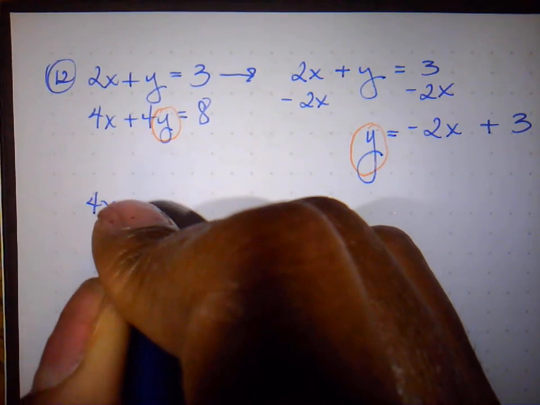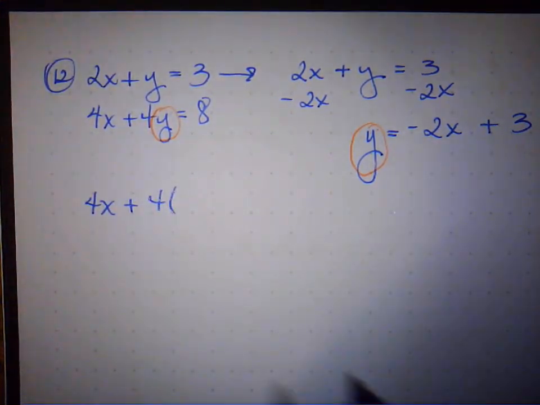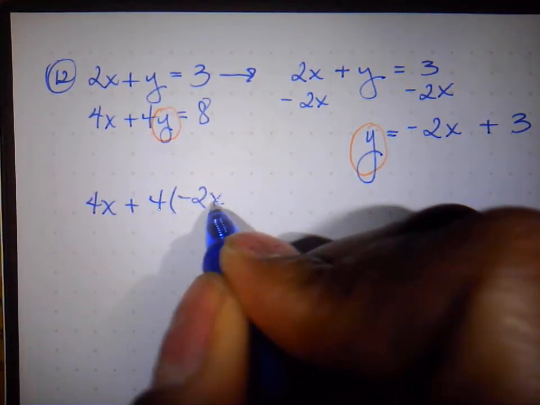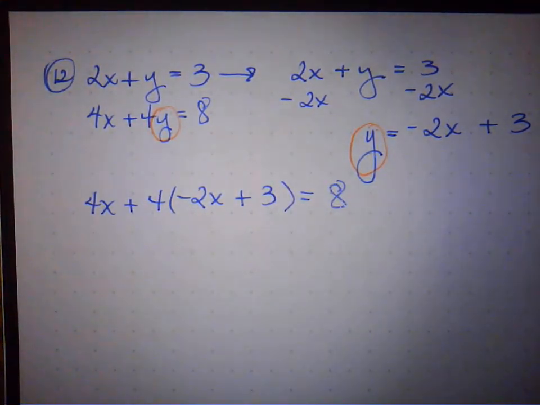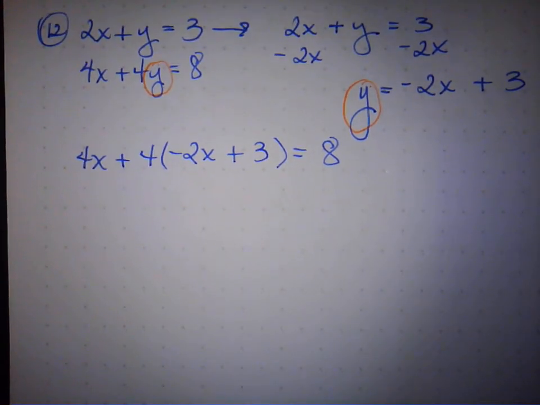4x plus 4 times the quantity of negative 2x plus 3 equals 8. How we feel about what I just wrote down? We all right? You trying to sneak in right, ain't you? I see you. Now that we replaced it, y'all, the new information is done. Everything else, y'all know how to do this, right?